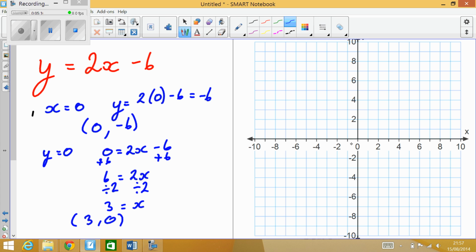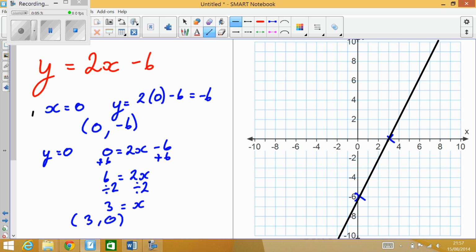Okay, so 0 along the x-axis and down to -6, and 3 along my x-axis and 0 up my y. So that gives me 2 points, and I can now draw a straight line going through these 2 points. So it's going to go right across my set of axes, right off. So it's going off both sides because a straight line graph goes infinitely in both directions. So you've got 3 different methods there to be able to draw your straight line graphs.